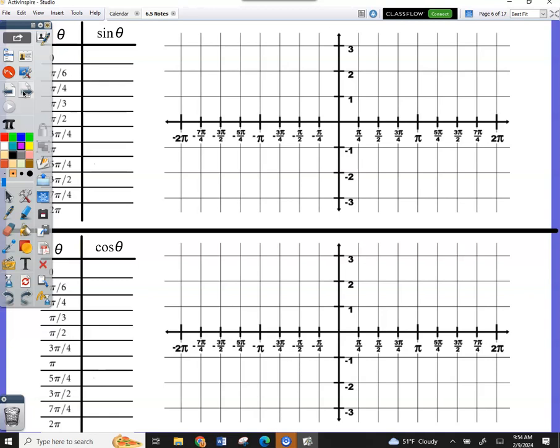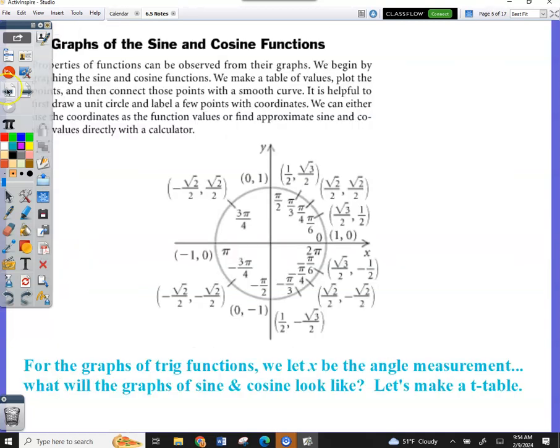First, let's talk about what looks different here. Do you notice how the x-axis is now, instead of regular numbers, the radian measures? If we go back over here to this slide, it said we're going to let the x-axis be the angle measurement. And we're in radians, right? We're not in degrees. We've leveled up. So we're talking about the radian measure.